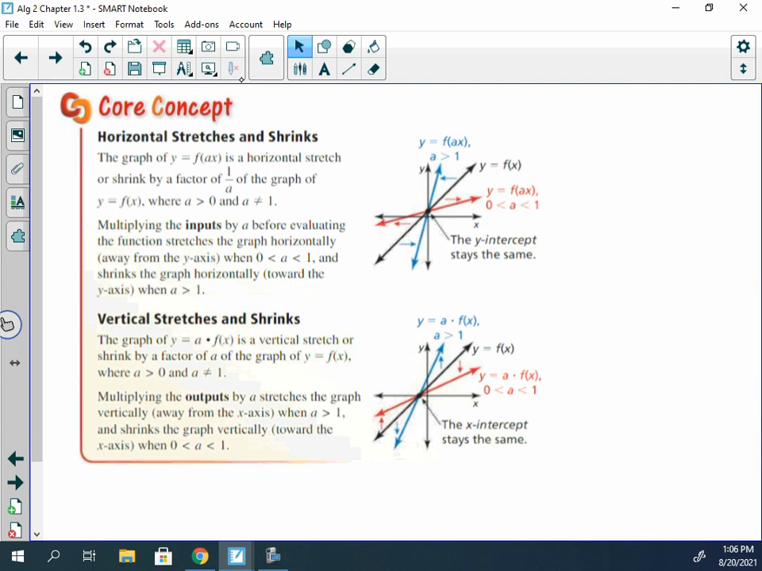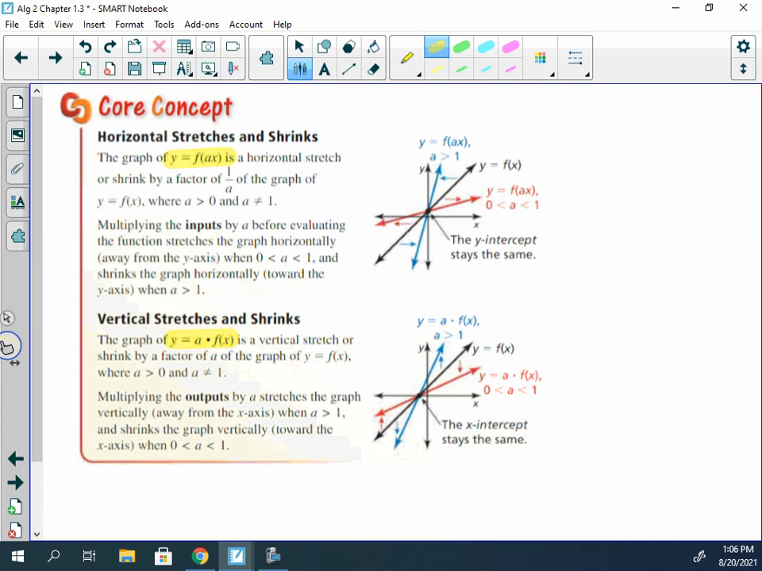Now you already have this all written out. I'm not making you write this out, because that'd be a lot to write. But one of the key things is these two here. For horizontal stretch or shrink, we have it in the form y equals f of a times x, where our a times x is inside the parentheses. Now, vertical stretch or shrink, it's y equals a times f of x.